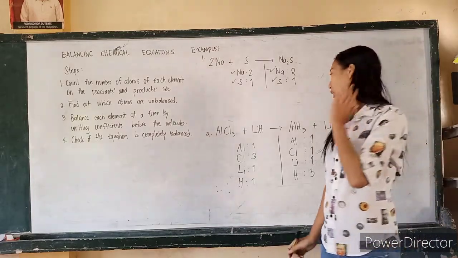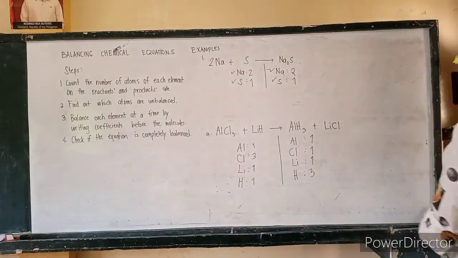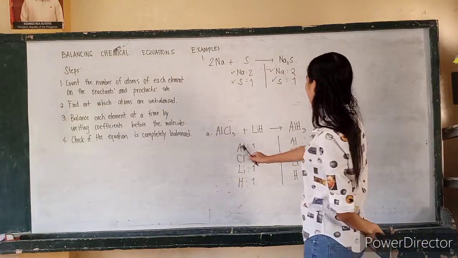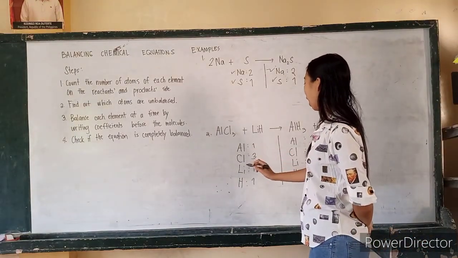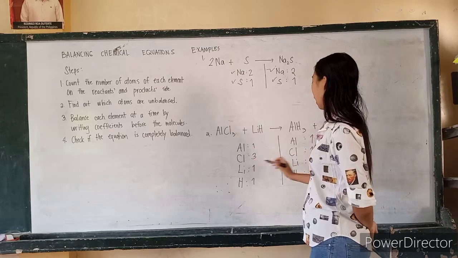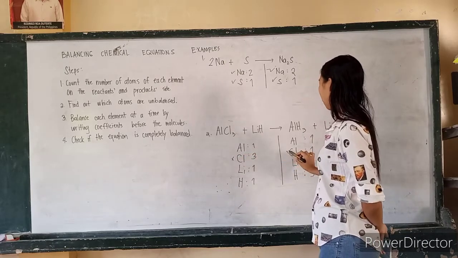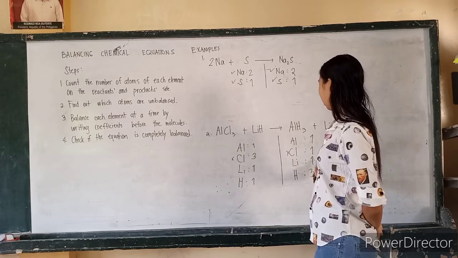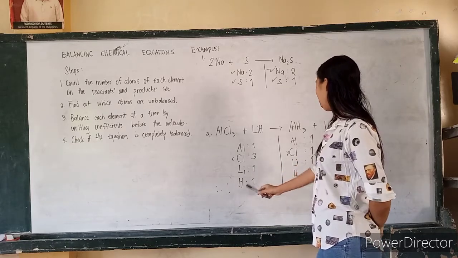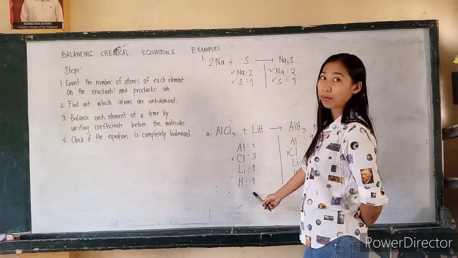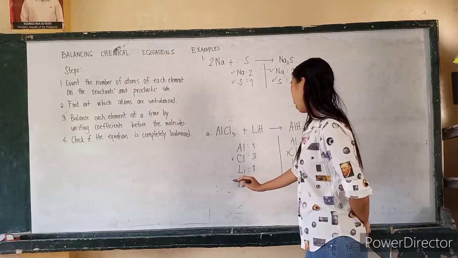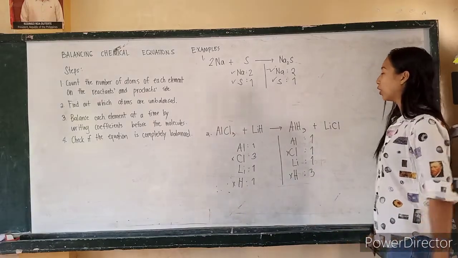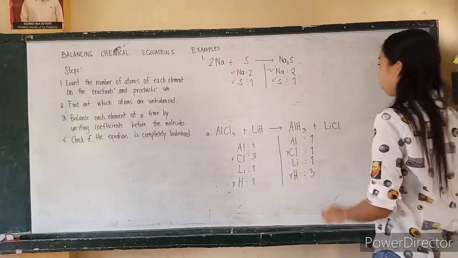Okay? Now, let us look at our table and tan-awon kung unsa ang dili balance. Okay? So, si Al, balance siya. Si Cl, dili sila balance ani nga part. No? Si Li, balance. Ang imong H dili balance. Kay diri isa lang imong H, sa pikas tulo imong H.